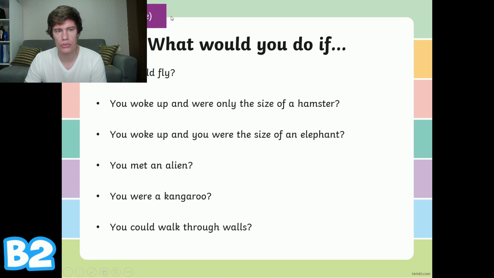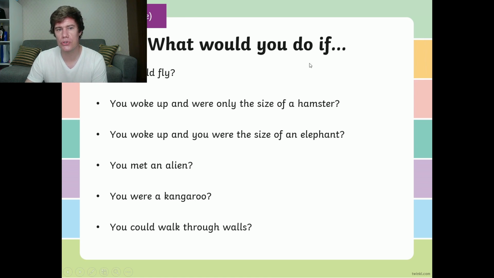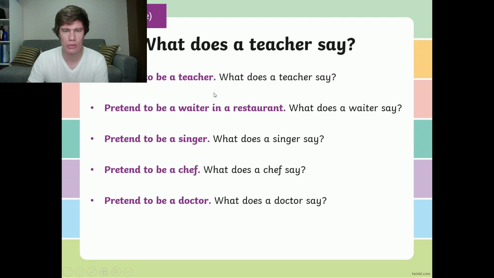And now we're moving into intermediate B2. What would you do if you could fly, or you woke up and were only the size of a hamster? What does a teacher say? Pretend to be a teacher. What does a teacher say? Pretend to be a waiter.